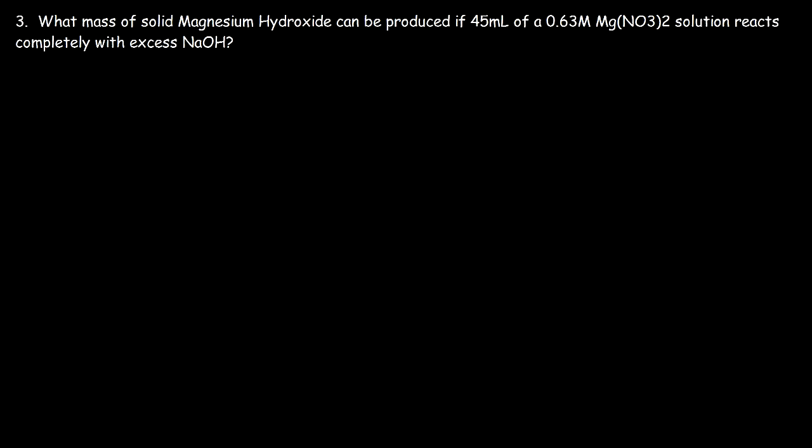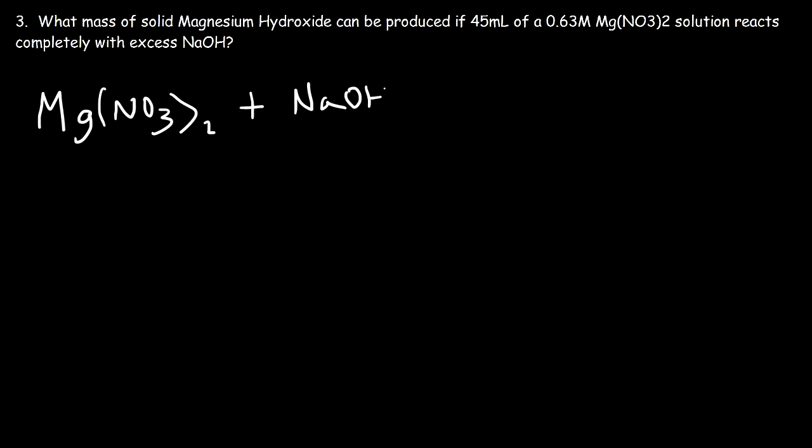Number 3, what mass of solid magnesium hydroxide can be produced if 45 milliliters of a 0.63 molar magnesium nitrate solution reacts completely with excess sodium hydroxide? Now we can't use the formula M1V1 equals M2V2 because we're not looking for molarity or volume, we're looking for the mass. Let's write a balanced chemical equation first. So we know that magnesium nitrate is reacting with sodium hydroxide.